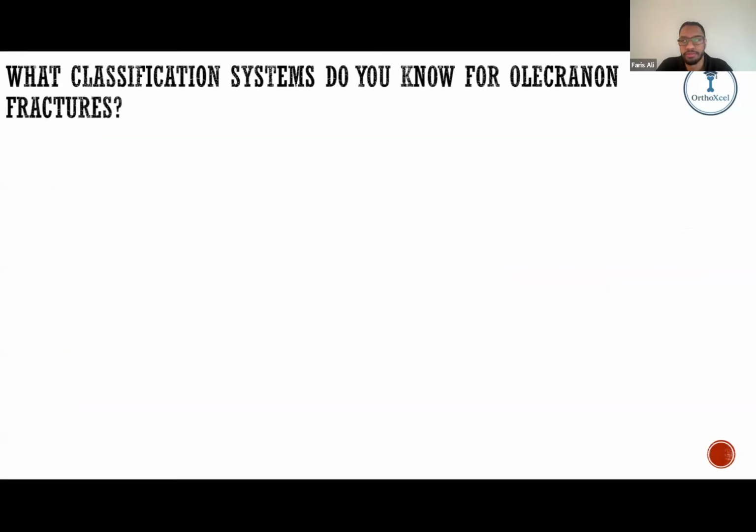And then after that, you're going to get an elbow. They're going to be like, okay, you mentioned the Mayo classification, so can you tell me what you know about it? Can you elaborate more? You can say Mayo classification is one of the easiest ones to learn. There's only 3 types. In the modified Mayo classification, type 1 is undisplaced, type 2 is displaced but stable, and type 3 is displaced but unstable.